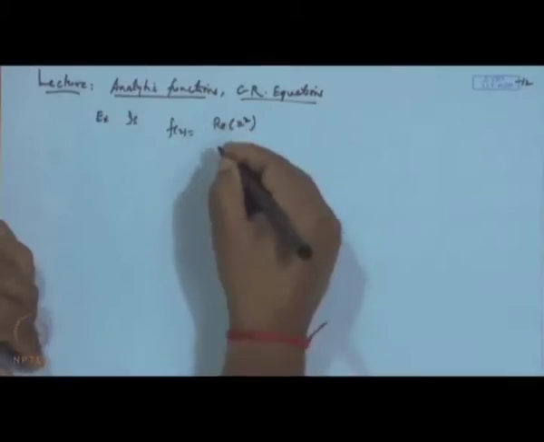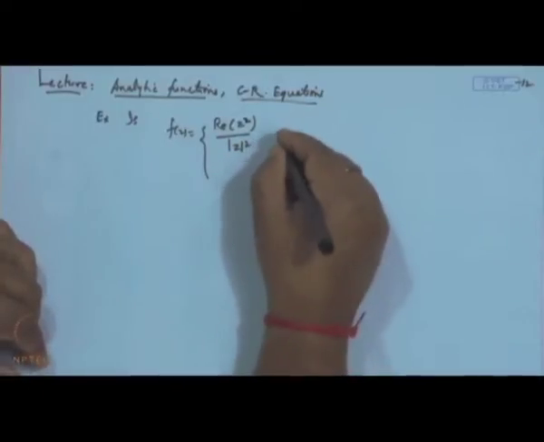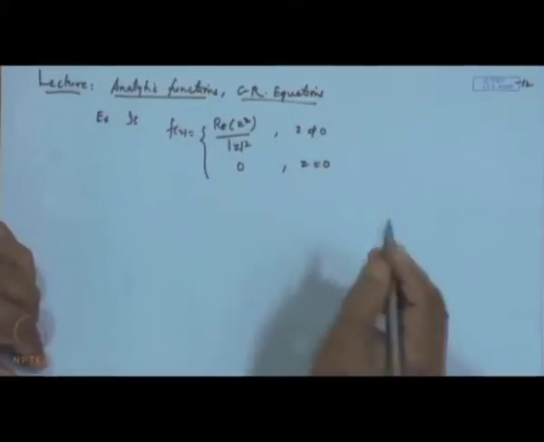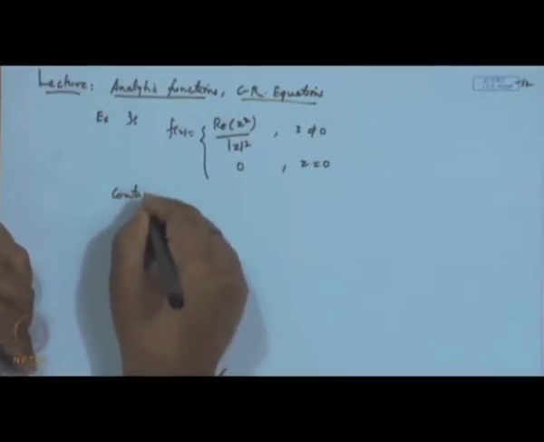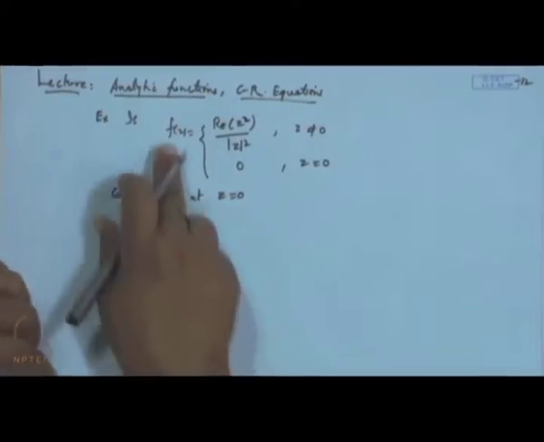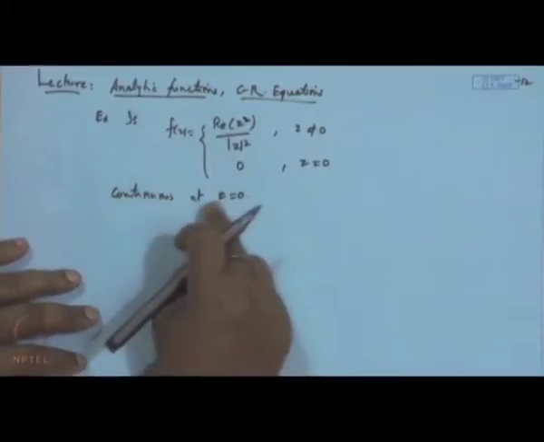Before starting analytic functions, is this function f z defined by real part of z square divided by mod z square when z is not equal to 0, and 0 if z is 0, continuous at z equal to 0? So, first, the function is well defined at 0. Now, you have to calculate the limit of this function f z when z approaches 0.